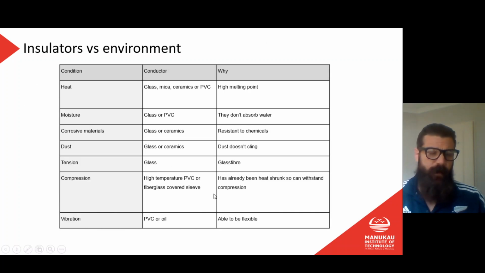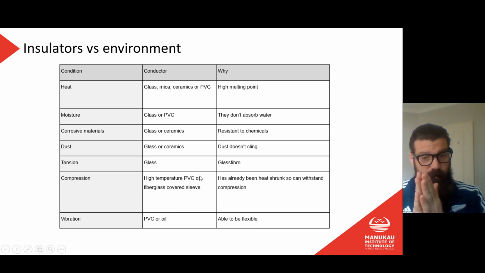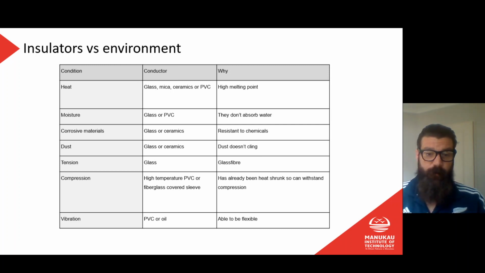So here are the environmental factors for consideration when selecting insulators. So glass, mica, ceramic or PVC have high melting points. Glass or PVC don't absorb moisture, so they're really good in wet situations. Corrosive materials, glass or ceramic, are resistant to chemical. Dust doesn't cling to glass or ceramic, so if you've got issues with dust, it's a good idea. Under tension, glass fiber is really strong against tension. In compression situations, we've got that squeezing force, high temperature PVC or fiberglass covered sleeve.